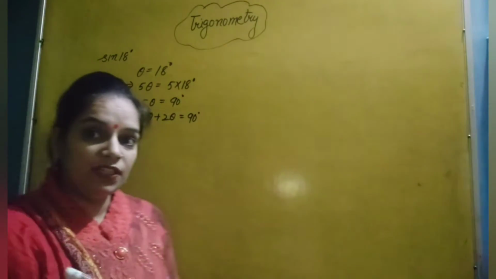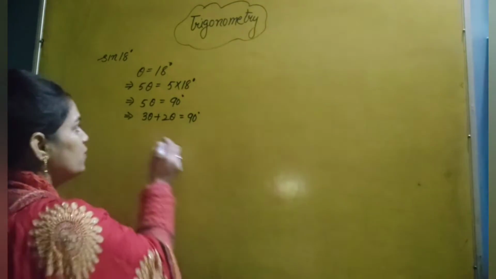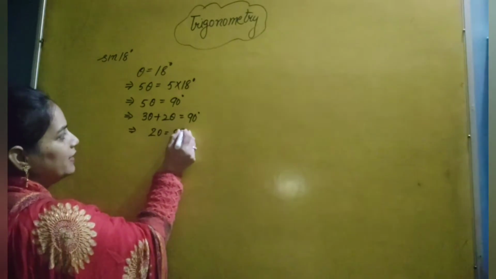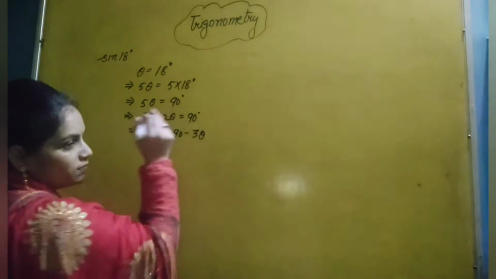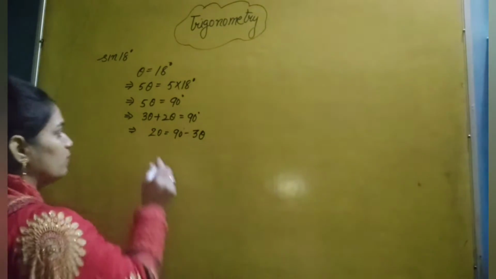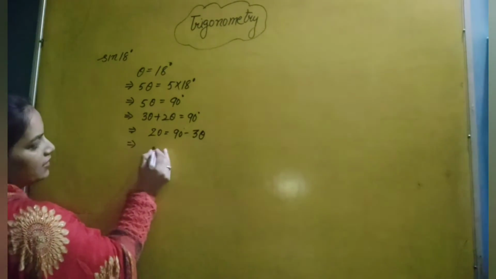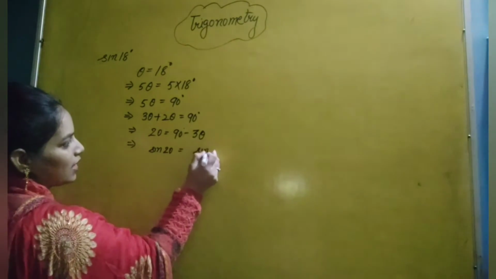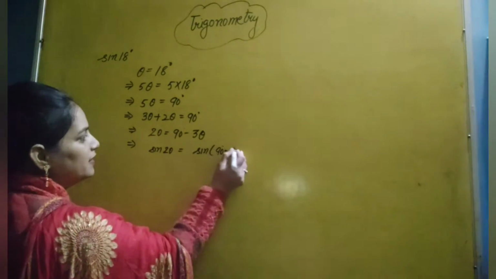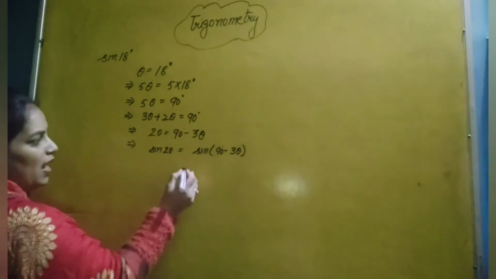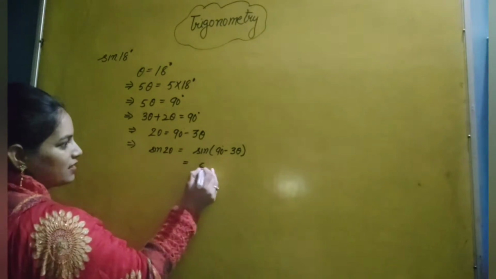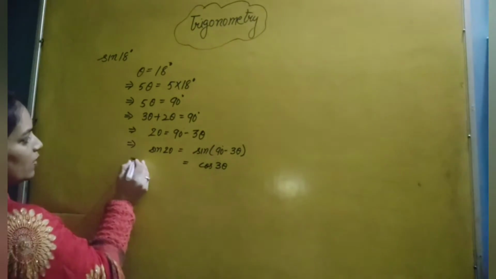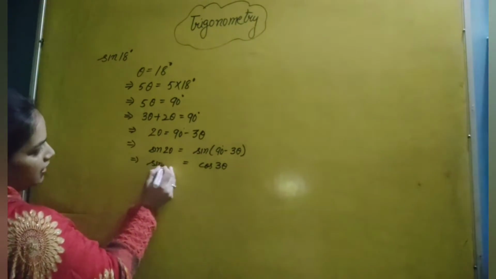In the next step we will take 3 theta to the right hand side. So the value of 2 theta will become equal to 90 degree minus 3 theta. Now taking the sine on both sides, the left hand side becomes sine of 2 theta and the right hand side becomes sine of 90 degree minus 3 theta. And we know that sine of 90 minus theta is cos theta. So it will become cos 3 theta, and the left hand side is the same.